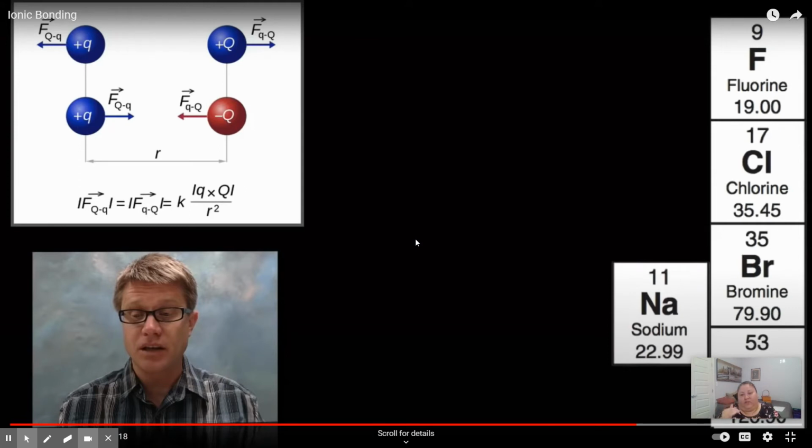But as you go further down the periodic table, you have to remember your ions are getting bigger and bigger. That is going to create a larger distance between your electrons and the nucleus of the opposite elements, making what's known as a weaker ionic bond. And you're going to see that in the numbers that he's going to show you.